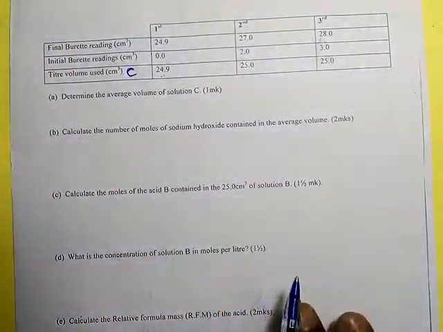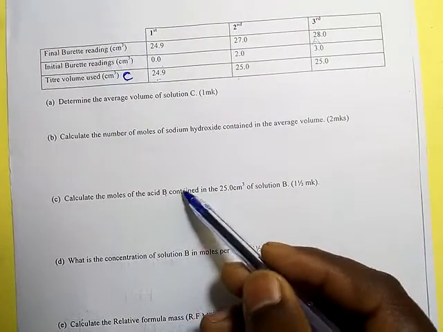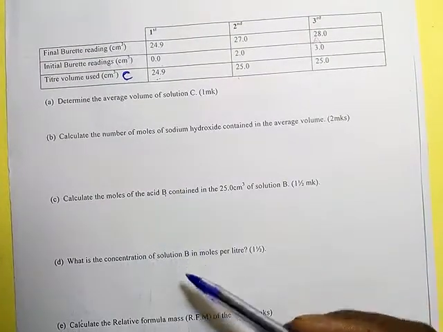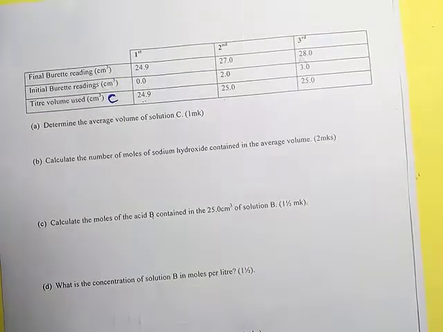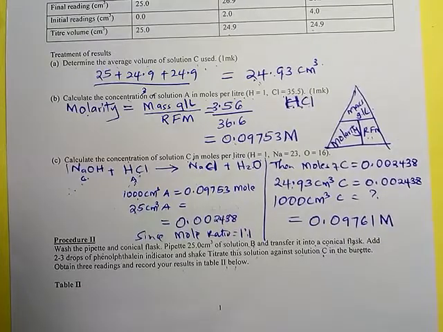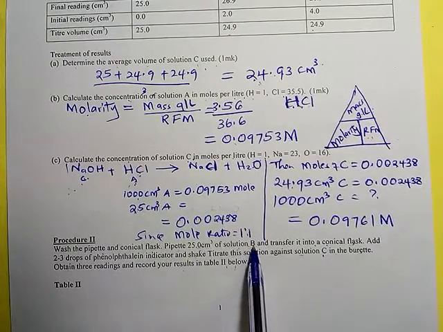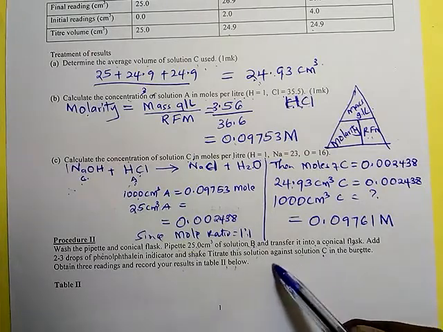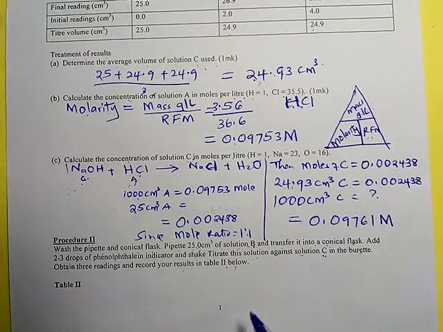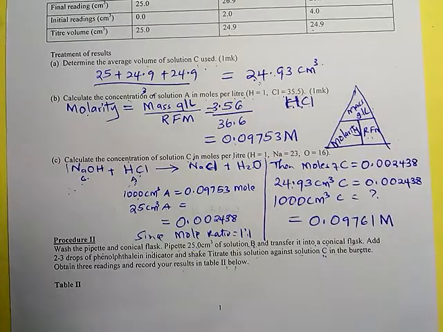Volume of solution C. Remember, we pipetted 25 of B. That's why I say that it is important for you to understand the procedure. Solution B, pipette 25 of B. So B is the one we use 25 of. We are going to obtain the volume of solution C from the titration table. It is important to know that.